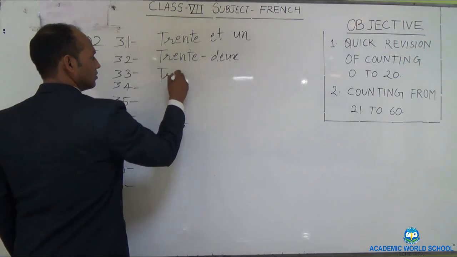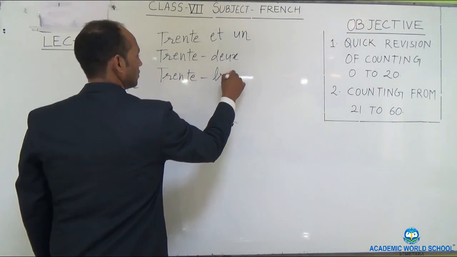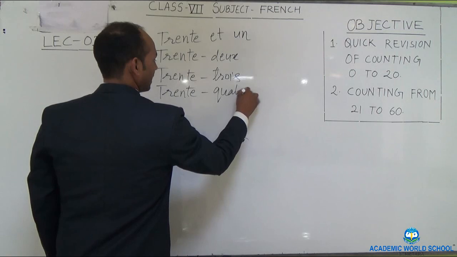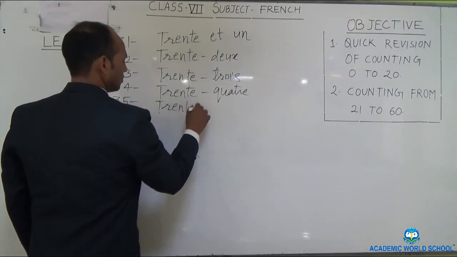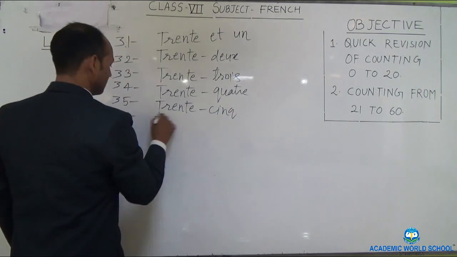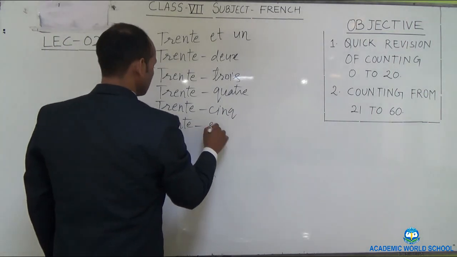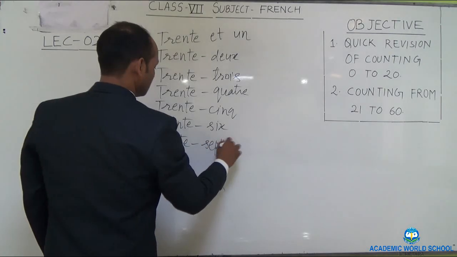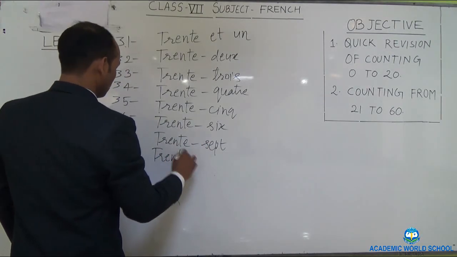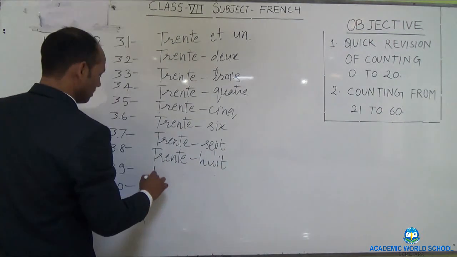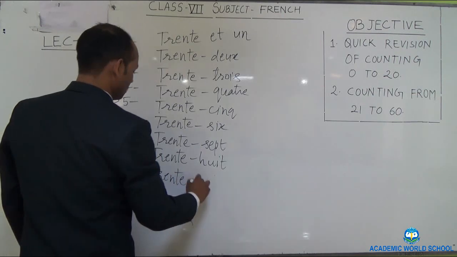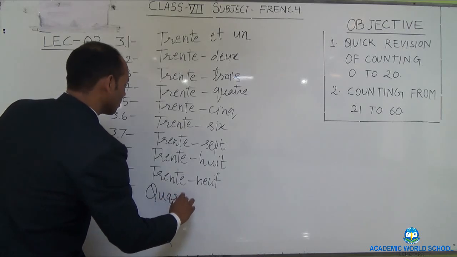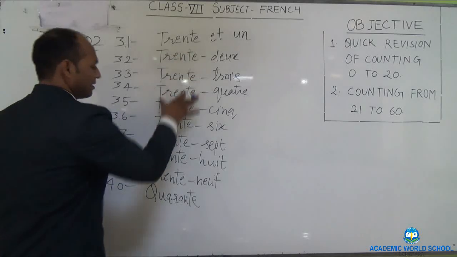Trente et un, trente-deux, trente-trois, trente-quatre, trente-cinq, trente-six, trente-sept, trente-huit, trente-neuf, and then the new word, 40. Okay, same pattern happening.